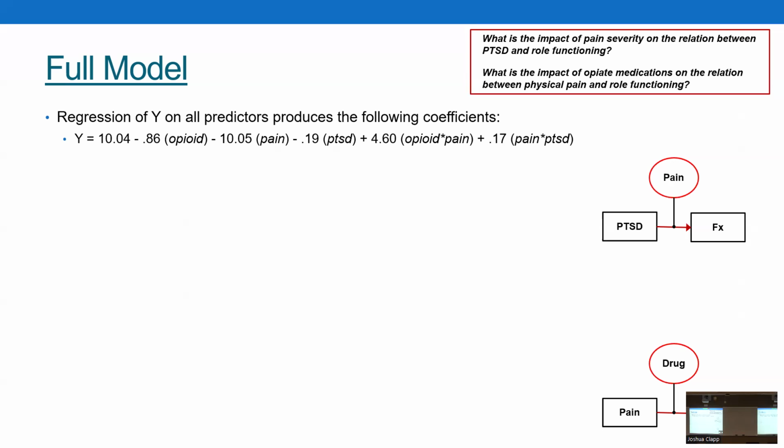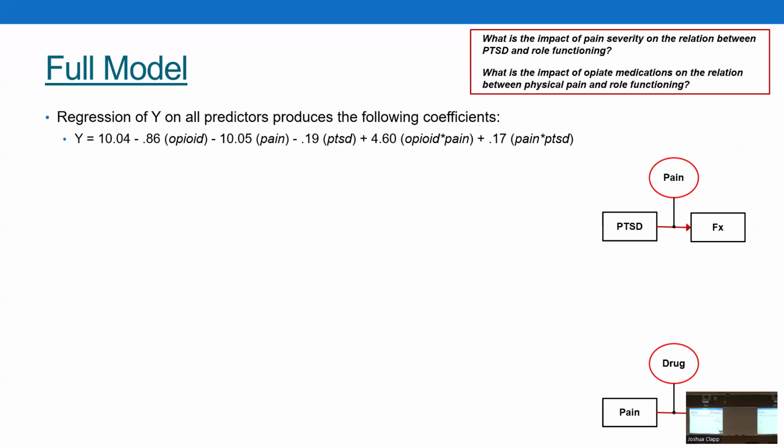Connor, in these models, what are my two moderators? Pain and opiate use. And what are my two conditional effects that I'm looking at? Functioning... So they're both functioning; those are the outcomes. What are the conditional effects, or the moderated effects, that we're looking at in these two hypotheses? The effect of PTSD on functioning and the effect of pain on functioning. So your two conditional effects are PTSD and functioning, and pain and functioning.